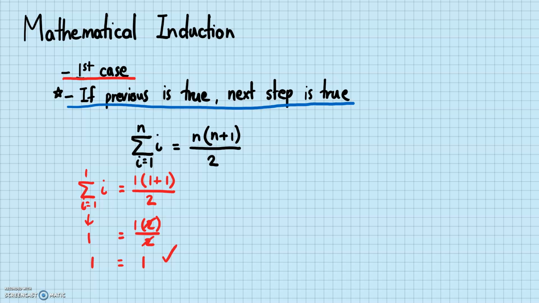Now, instead of proving the same thing for when n equals 2 and for when n equals 3 and for when n equals 4, that's going to take a long time. I'm going to use this next step of mathematical induction. If it's true for the previous case, then it has to be true for the next case. So I'm assuming that it's true on the previous case. So if the summation until k, if this part actually does equal k times k plus 1 over 2, so if this is true, then the next step has to be true.